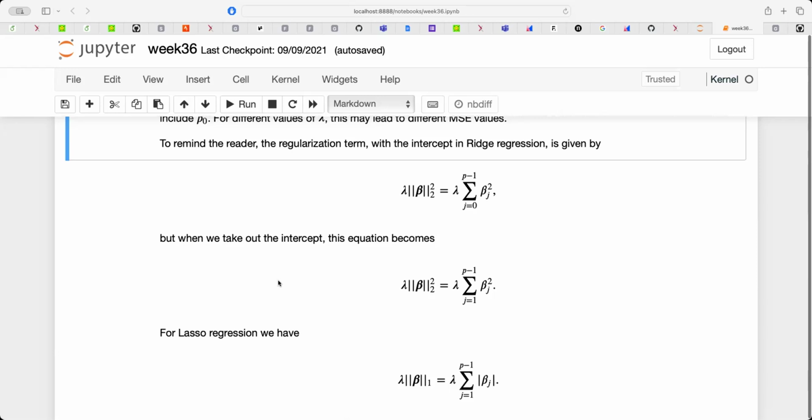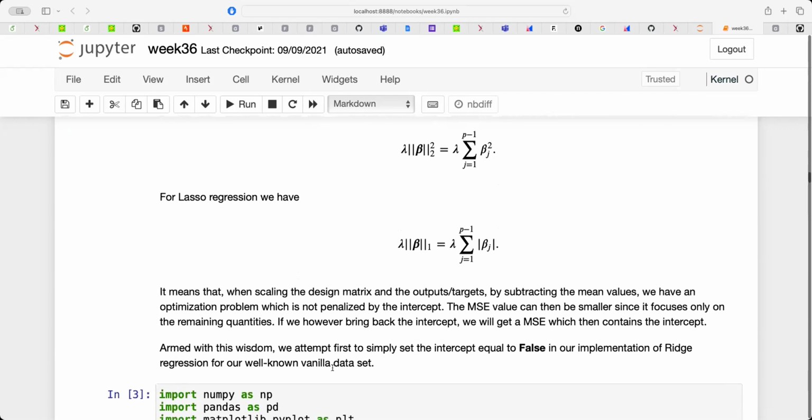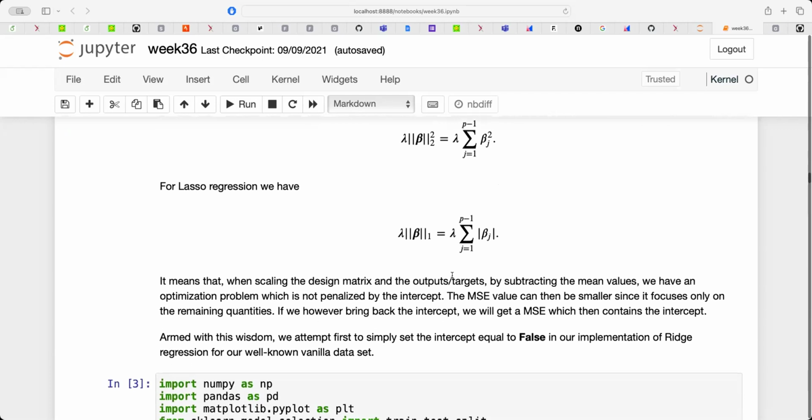So the optimization in that case is actually done not on these parameters which you see here, from j equals 0, but actually from j equals 1. And the same is with Lasso regression. That means that when scaling the design matrix and the output targets, by subtracting the mean values, we have an optimization problem which is not penalized by the intercept, because the intercept can be large. And sometimes you want to leave out large terms.